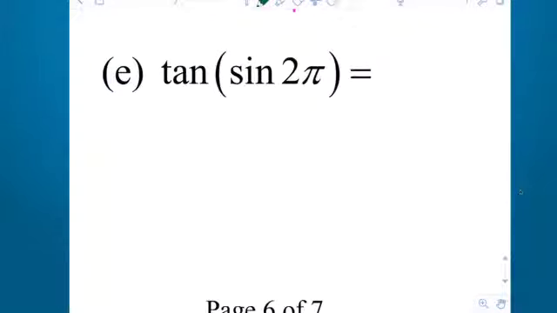All right, you do this one. Give you 30 seconds. This is more like the one from the test. What's sine of 2 pi?